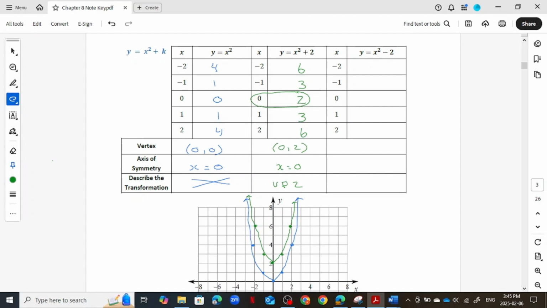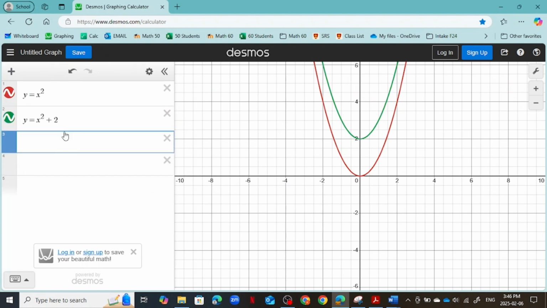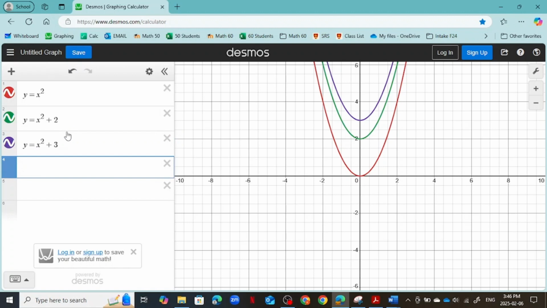If I go back to Desmos, I've got y equals x squared, and then we had y equals x squared plus 2. And what's going to happen if I add anything? Well, let's see. Let's go plus 3. Oh, it went up 3. My vertex is at 0, 3. If we go y equals x squared plus 4, the graph's been moved up 4. My vertex would be at 0, 4.